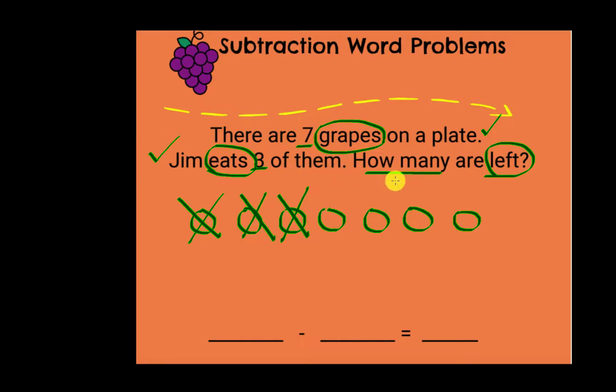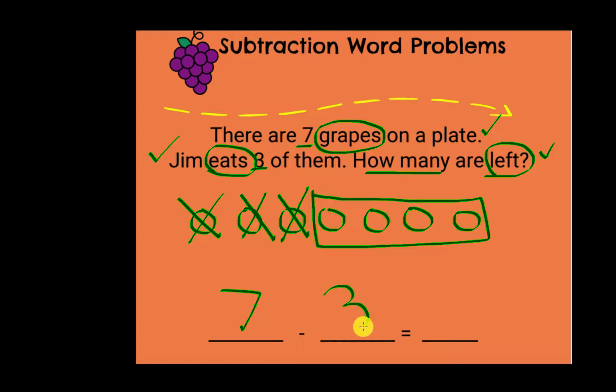Now we can identify the question. How many are left? Well, let's put a box around how many are left. Now let's slowly break down everything that we did. Let's put a check there because we did the last sentence, so that we can write out our number sentence. Let's go back to the first sentence. There are 7 grapes. So now we can take that 7 and write it on the first line. Jim eats 3. So now we could take the next number and write it on the next line.